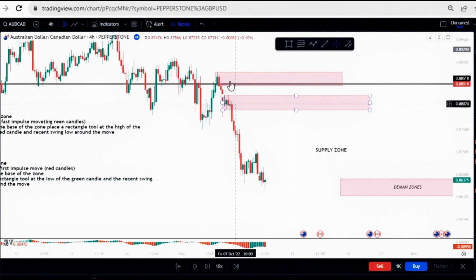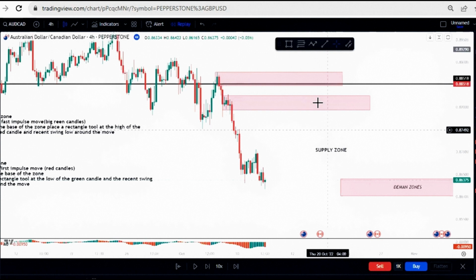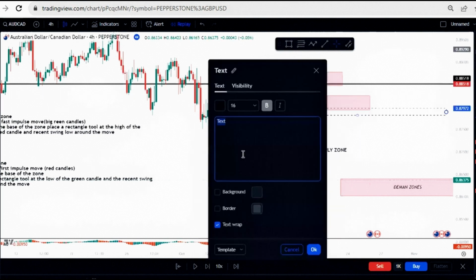This is a base, then the price continued to drop. So when the price comes back to this zone, we expect the price to reject this zone and the price is above the zone. So here we have a drop, base, drop, supply zone.